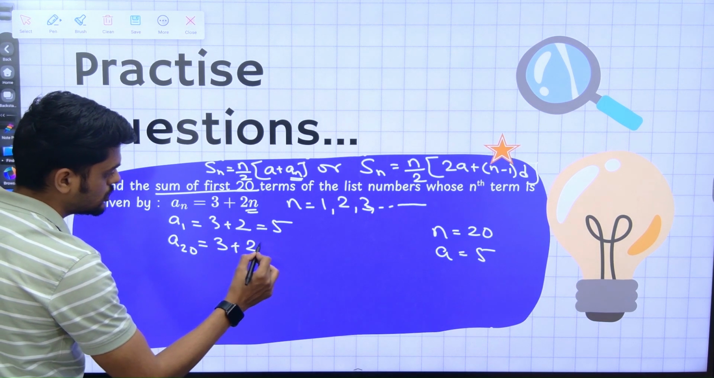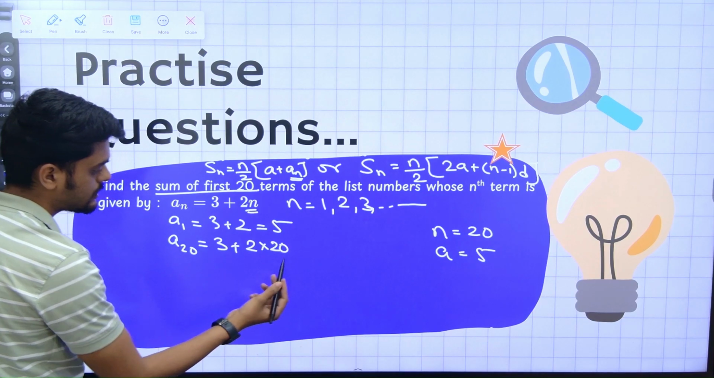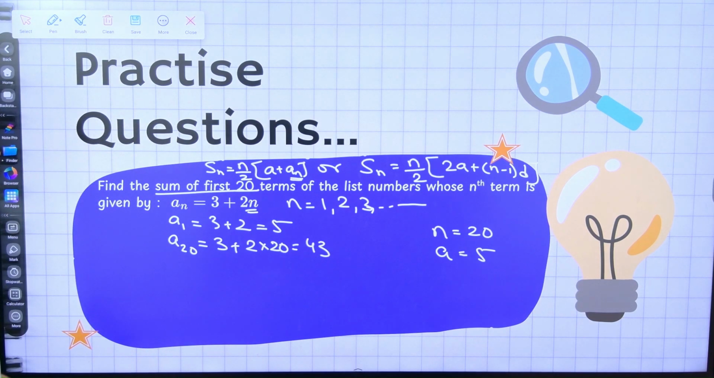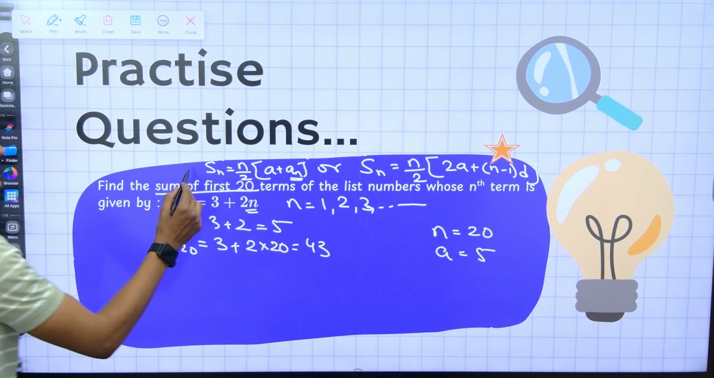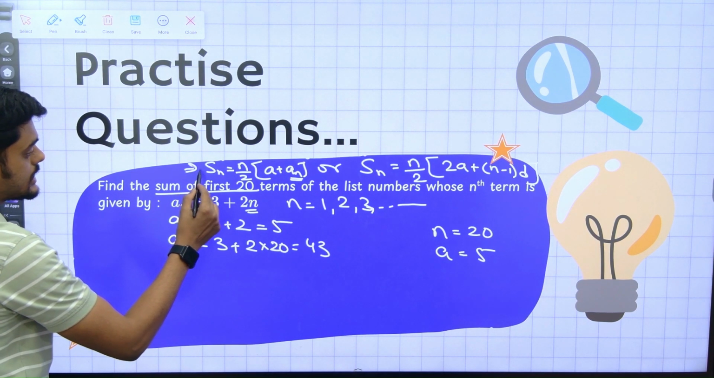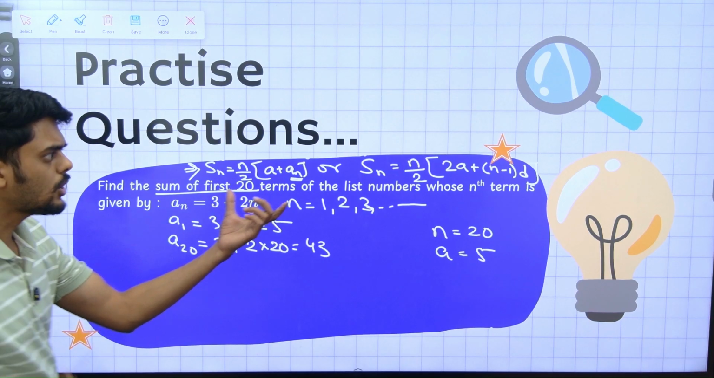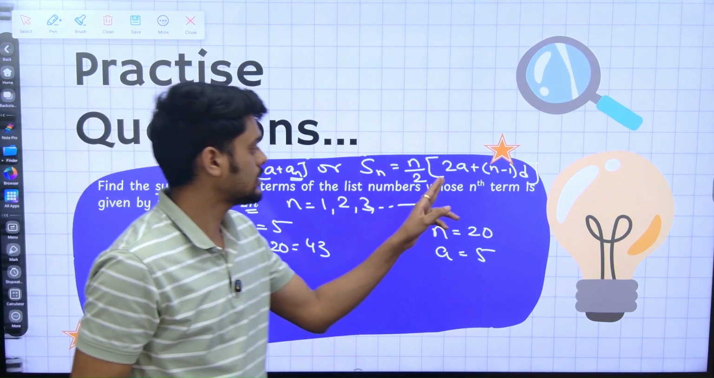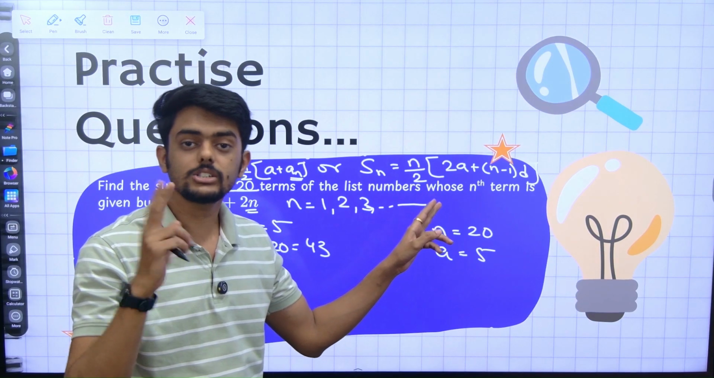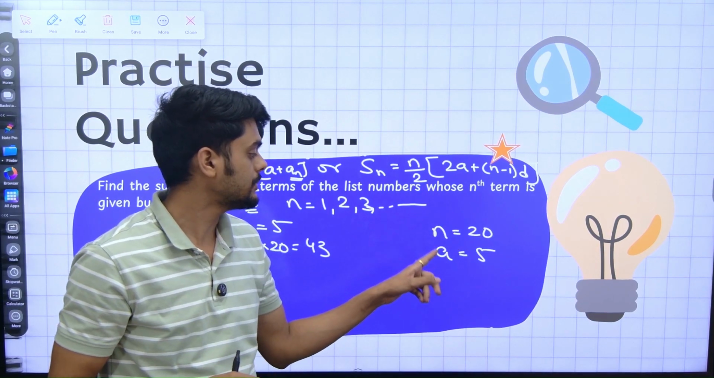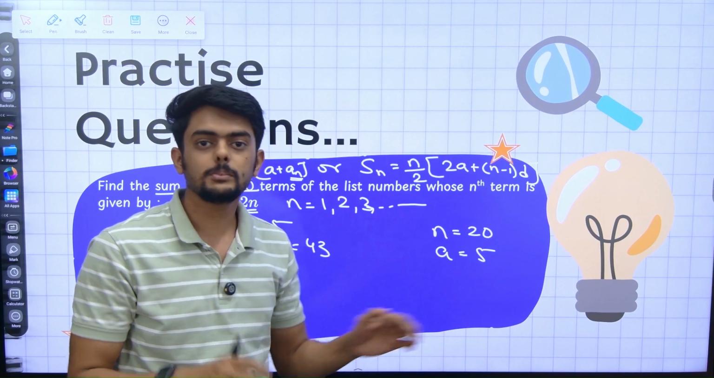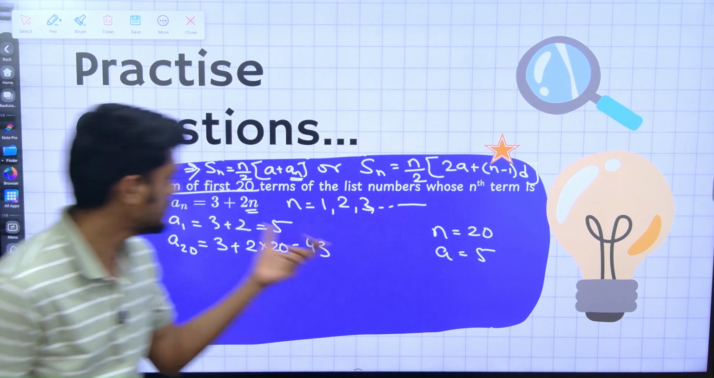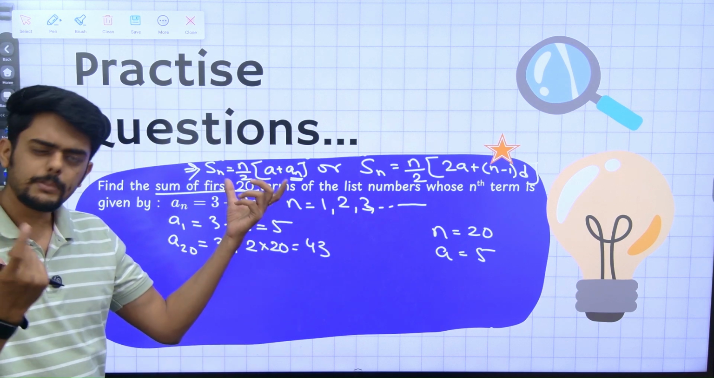3 plus 2 into 20, that would be 40 plus 3, it's going to be 43. Okay, so what we need to do, we just need to put all the things into this formula. We can also calculate it with the help of this, but for this formula we need to calculate the second term a2 as well. Then we will calculate the difference by subtracting a1 from a2 and then we will get the difference. Instead of that, we can apply a short trick.